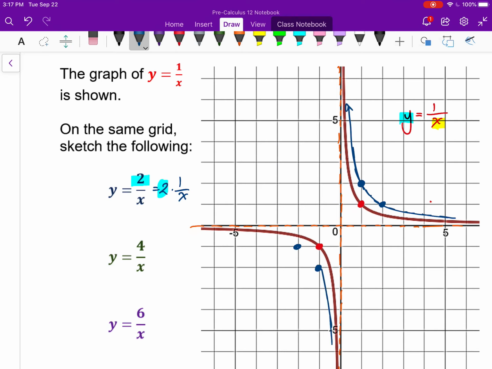And so this here is my sketch of 2 over x. Sorry, I said 2 to the power of x, I meant 2 over x.